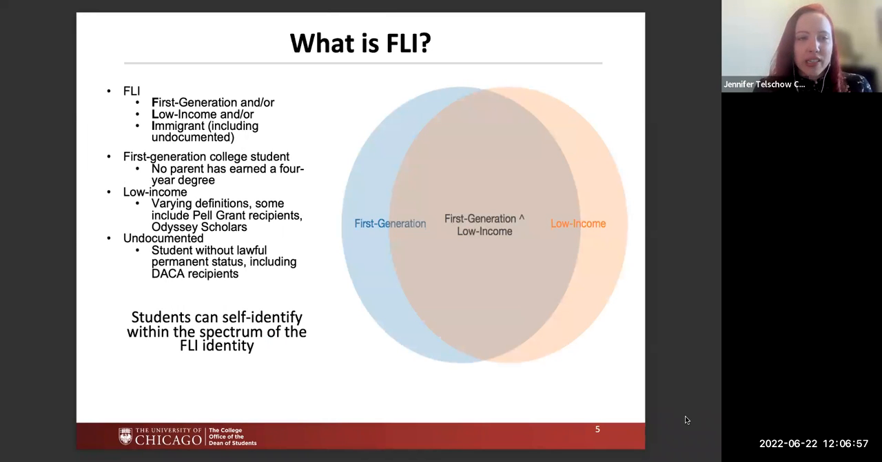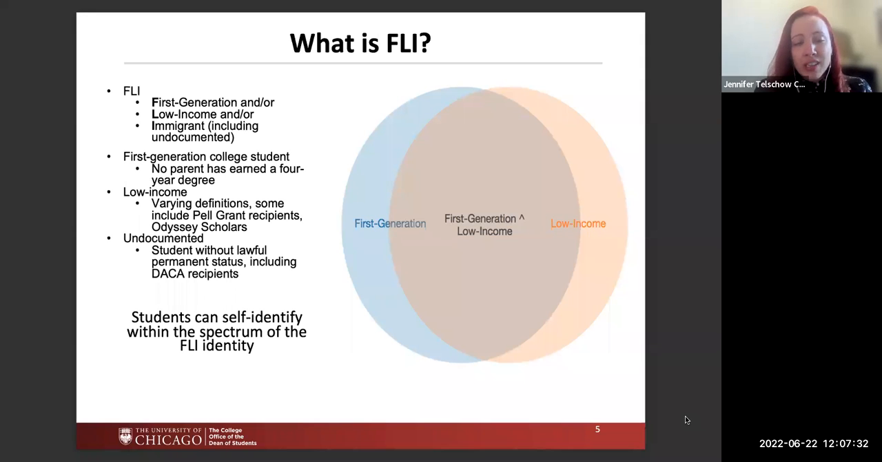So on the next slide, we talked a little bit about how we serve FLY students. You may be asking, what is FLY? I'm going to break this down a little bit more, and would encourage you to see if you identify as FLY, because we might be the resource for you. FLY is first generation and or low income and or undocumented. You would be a first generation college student if neither one of your parents has earned a 4-year degree in the United States. So if your parents went to a community college, you would still be a first generation college student. They didn't get a 4-year degree.